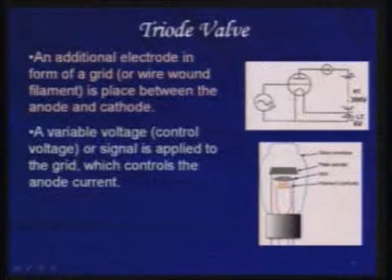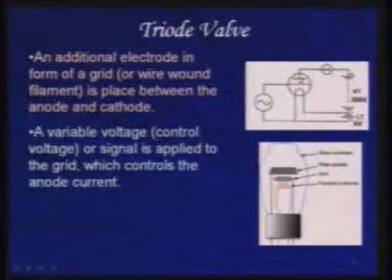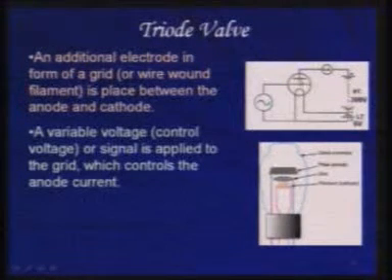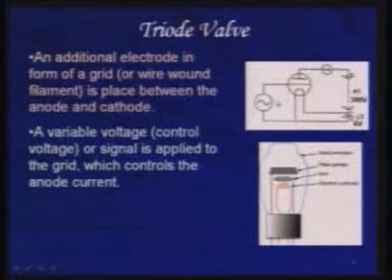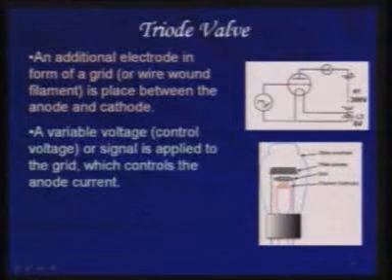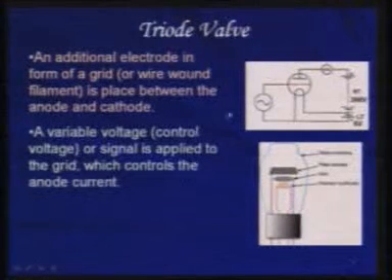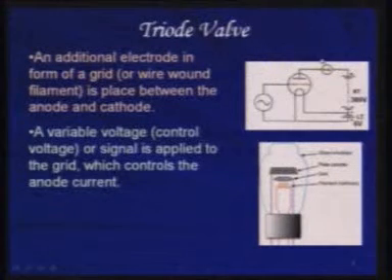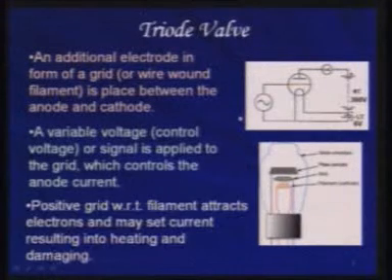But if I apply a negative potential, then though there is a positive potential at the anode, since some negative signal is coming here, the electrons that would have reached the anode now cannot all reach there. And so you get a reduction in the anode current when you apply a negative cycle at the grid. So this is the way you can control the flow of electrons by applying a small signal in the form of a grid.